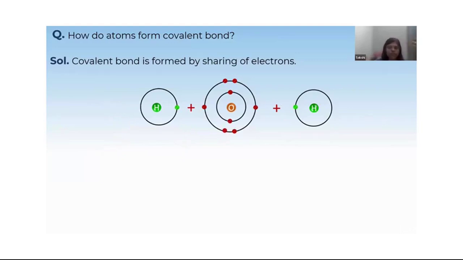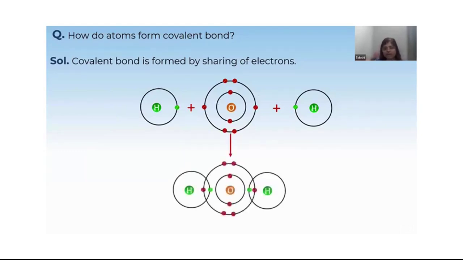So this is an example of the H2O molecule, which I have already explained to you all. Hydrogen has just 1 electron in the outermost shell. Oxygen has 6 electrons, right? So they're sharing these electrons, one electron each, to make a covalent bond. Can you see here in the image? I think it's very clear.